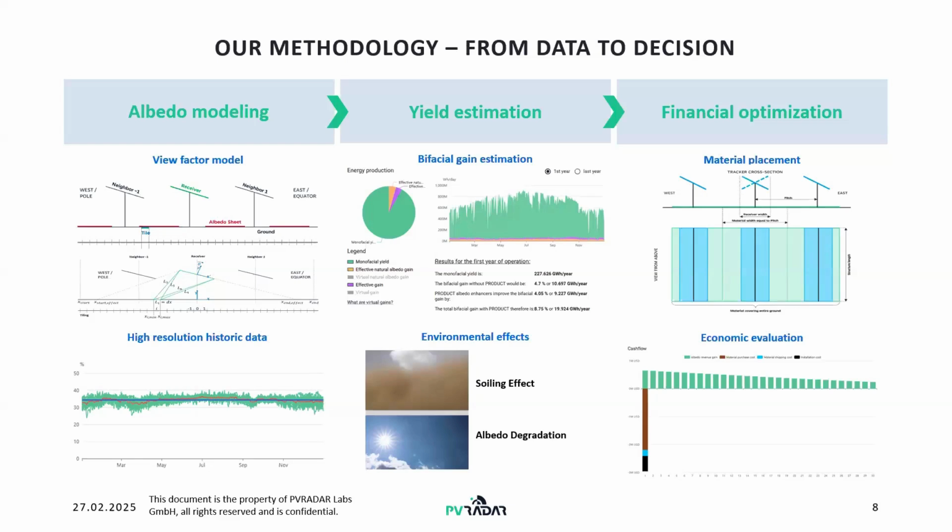We already heard that that is a major topic to take into account. Finally, regarding the financial optimization, we know that placing the material all over the area is not cost effective. So that's why we allow to test different material placement configurations. For example, here I'm presenting one with rows underneath the modules with an overhang. And finally, the economic evaluation to understand whether the investment in this albedo material is profitable or not.